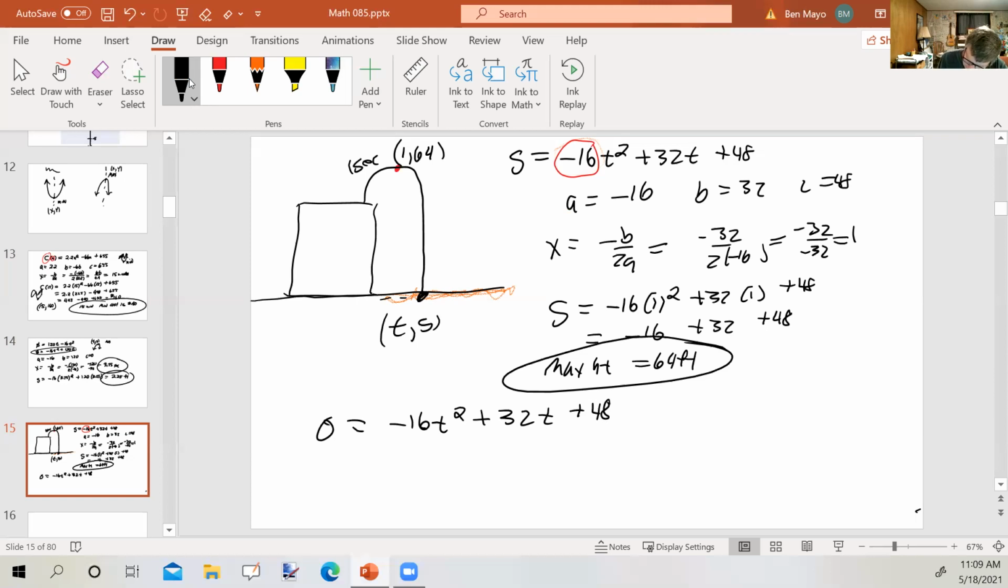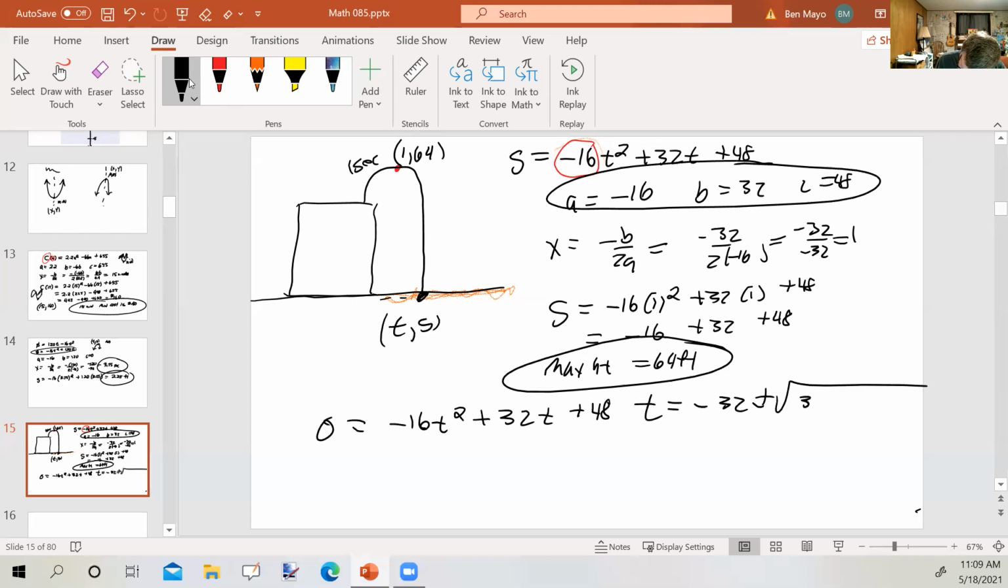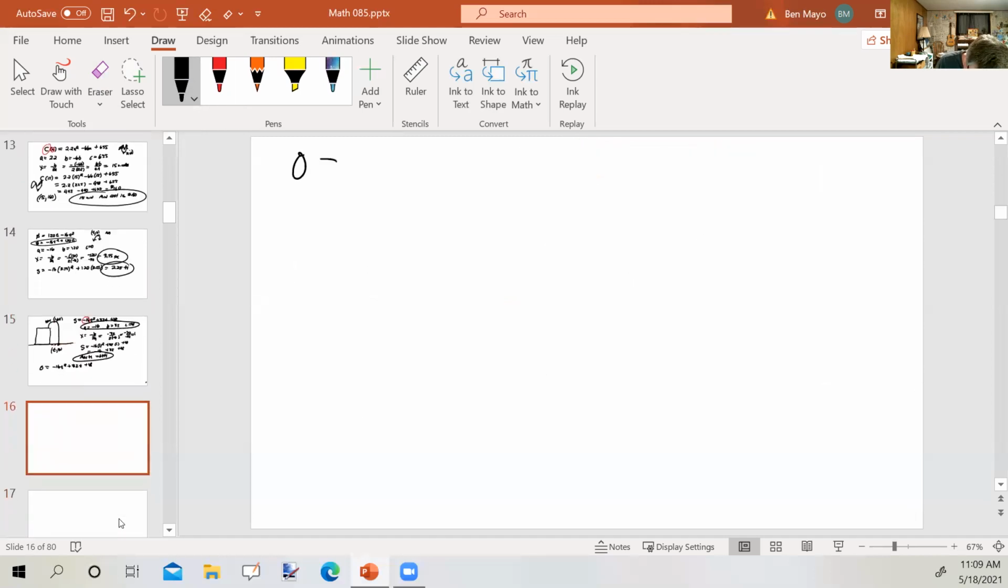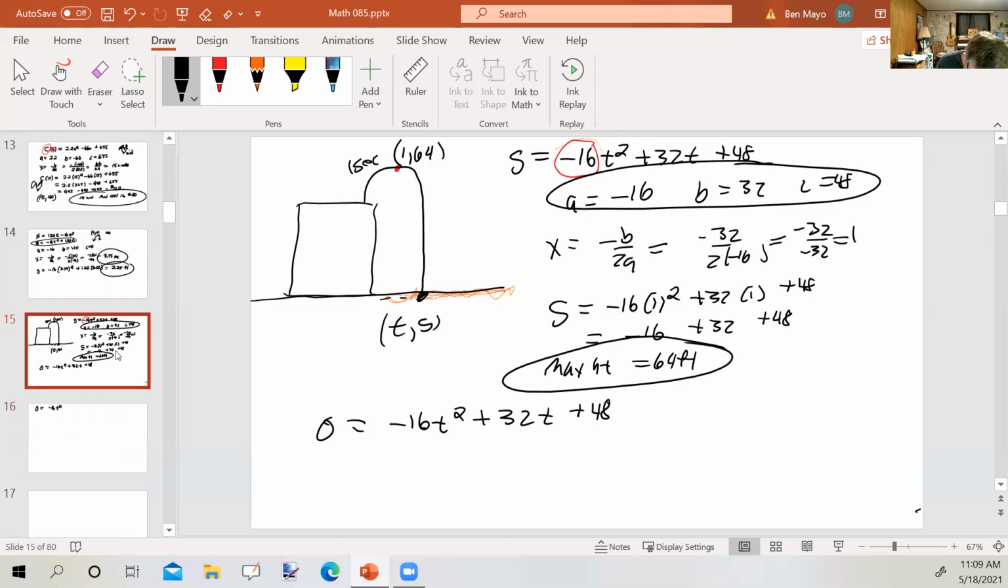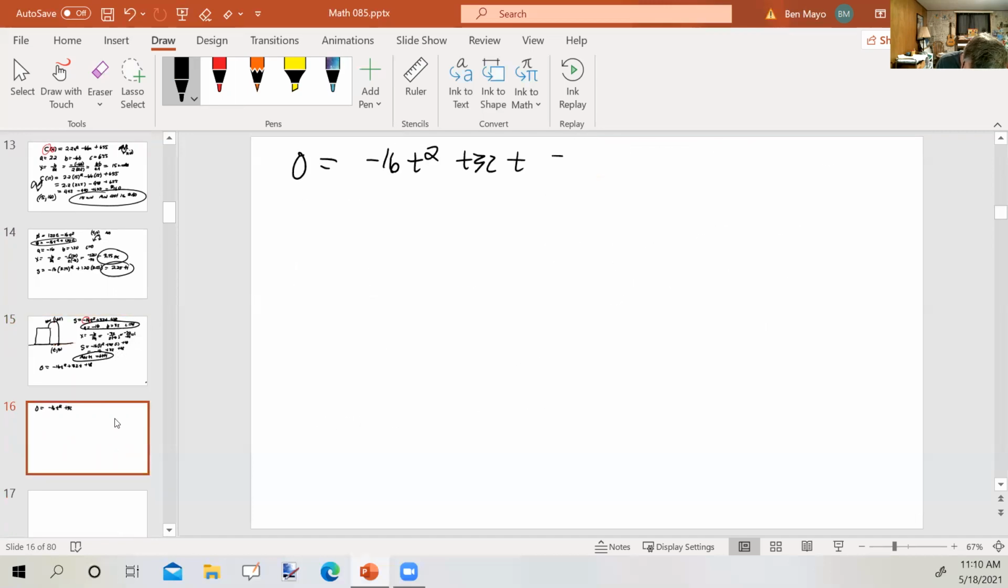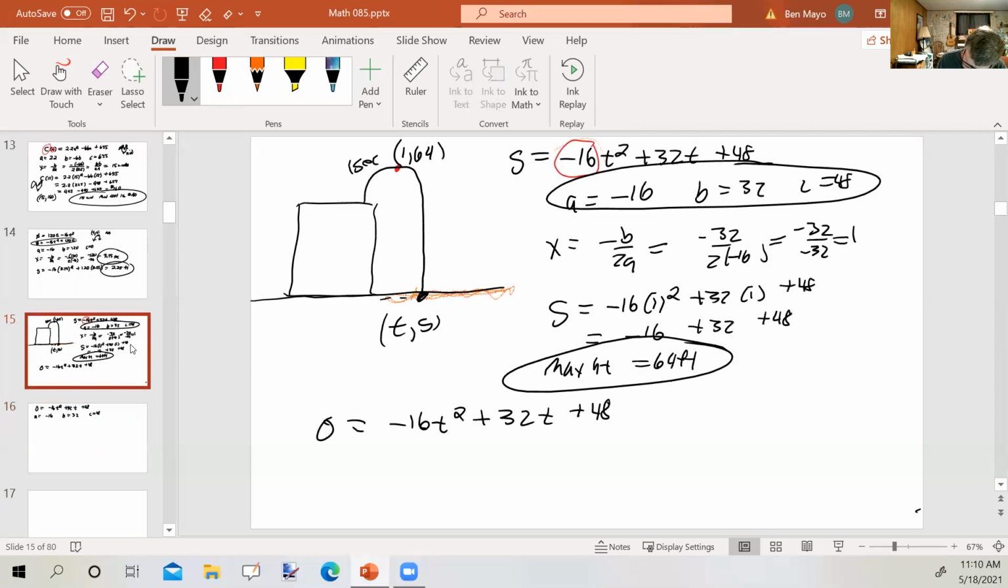Okay. So what have we got here? We've got these A, B, and C values. So t equals negative b plus or minus the square root of b squared minus 4ac. You know what I'm going to do? I'm going to rewrite that on the next page where I have lots of room. So let's see. We're going to have 0 equals negative 16t squared plus 32t plus 48. And we said that A is negative 16, B is 32, and C is 48.